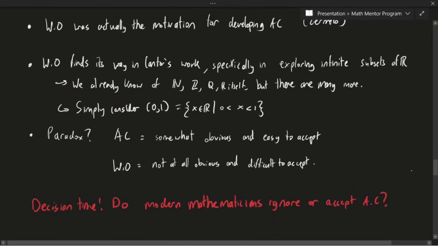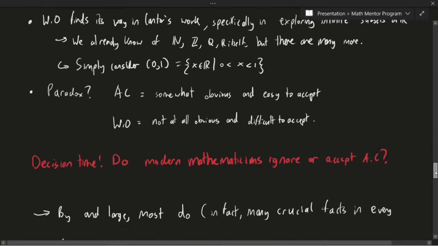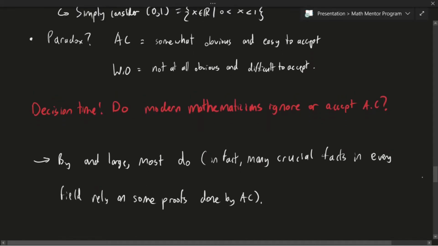Then it came to a point where people had to make a decision, because no one was making any progress. Do modern mathematicians ignore or do they accept AC? The answer, as we'll see, is mostly yes. The reason is that many crucial facts in every field of math rely on some sort of proof done by AC. Some examples that come to mind are things about calculus, measure theory, topology, and we will actually get to see one of these.